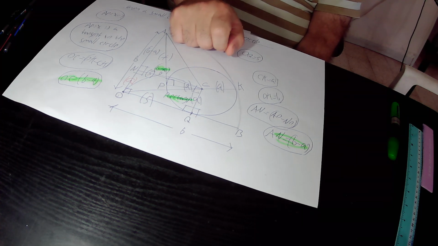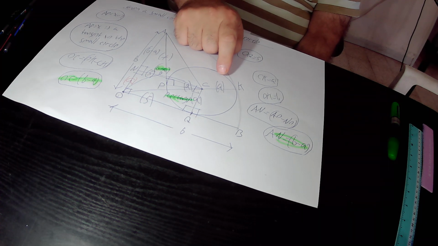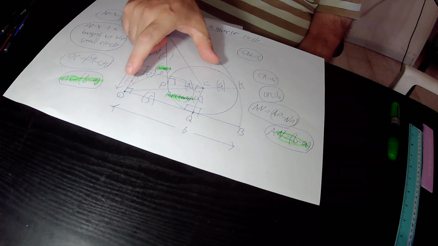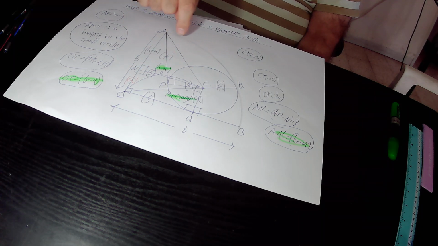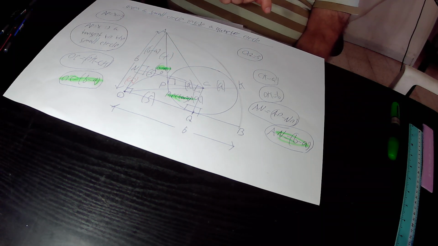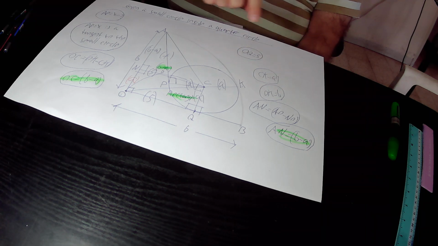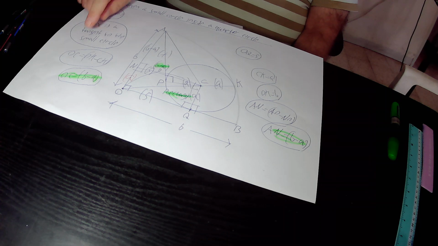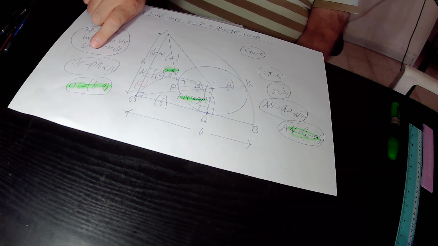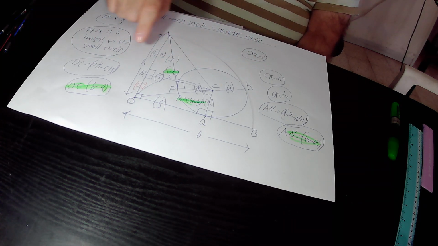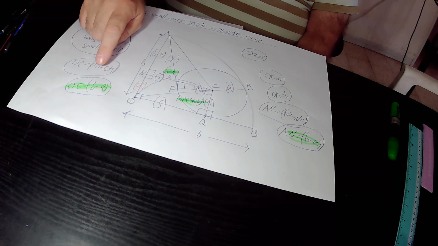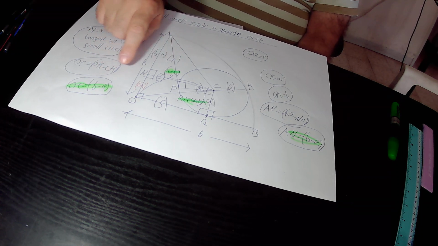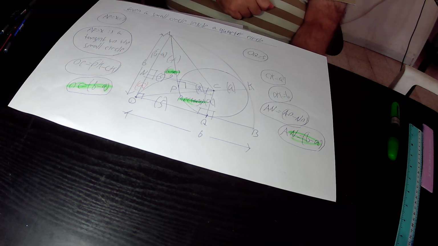CK is the radius of the small circle, that is a. OK is the radius of this big quarter circle, that is b. CK is a, OK is b. Therefore OC equals OK minus CK. So OC equals OK, that is b, minus CK, that is a. So in total, OC equals b minus a units in its length.